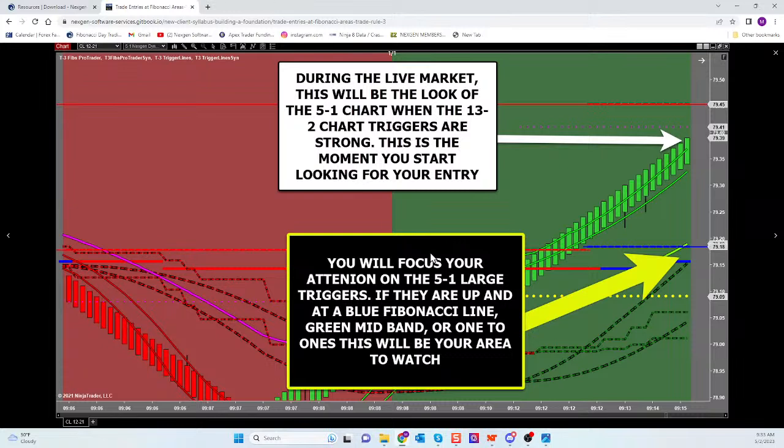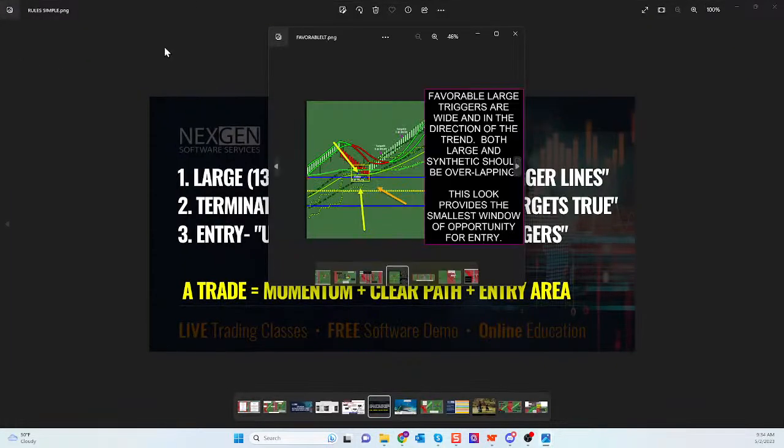We're going to use a limit order to buy or sell a pullback. A pullback is nothing more than a small retracement in price counter to the underlying trend. So if everything is going up on my 13.2, nothing's in my way on my 13.2, I'm going to focus my attention on the 5-1. And this will be the look, guys. I'm going to focus my attention on large trigger lines. Are they strong? Are they wide? Are they overlapping? We use the phrase areas inside of favorable large triggers.